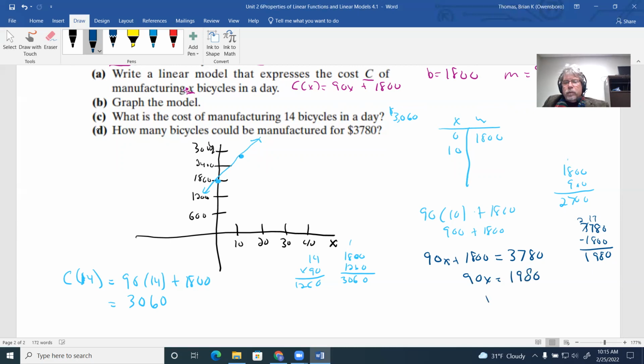And I have to divide both sides by 90. So 90 going into 1,980: 90 would go into 198 twice. 2 times 90 would be 180. 90 times what gives me 180 would be a 2 again. So it looks like 22. So 22 bicycles could be made for $3,780.